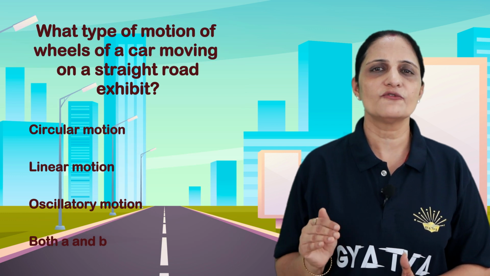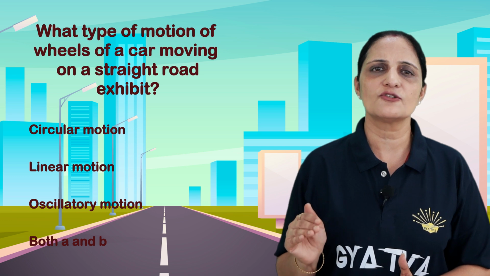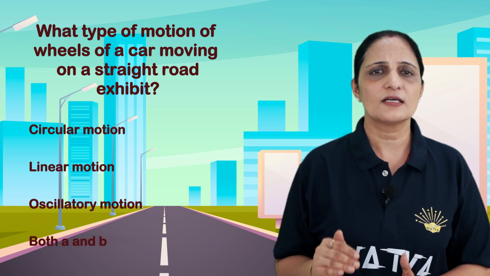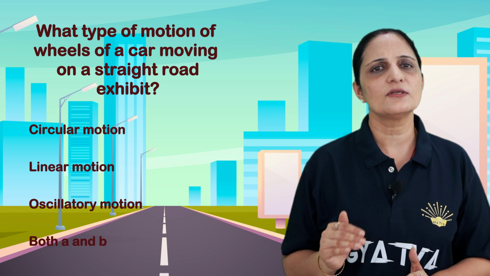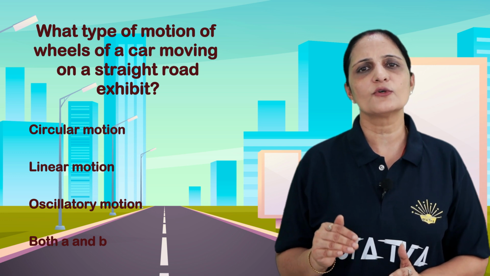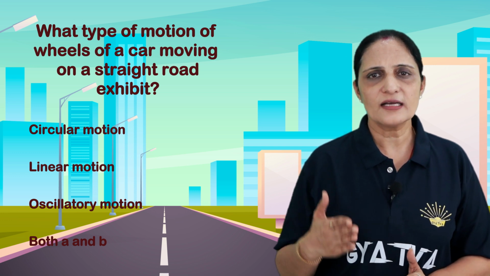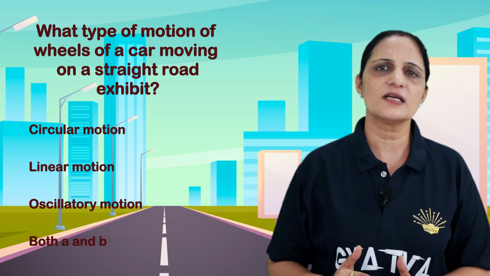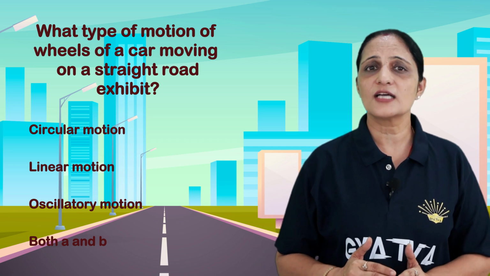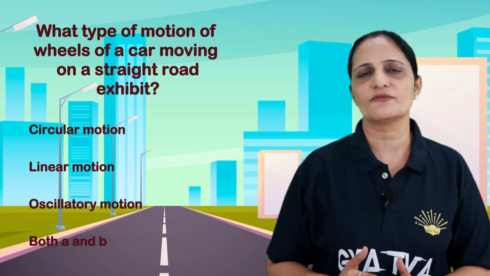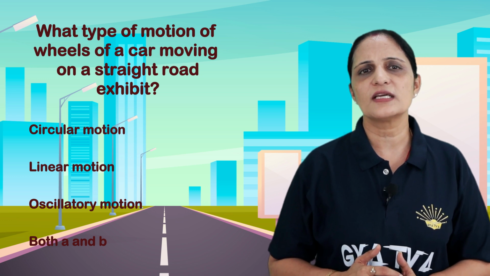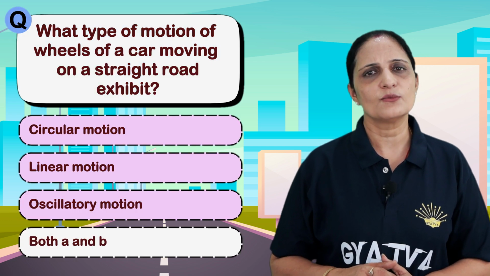Question number 17. What type of motion do the wheels of a car moving on a straight road exhibit? Circular motion, linear motion, oscillatory motion, or both A and B? When the car is moving on a straight road, it is a linear motion, but here it is asked what type of motion the wheels of a car exhibit. So it also represents a circular motion.